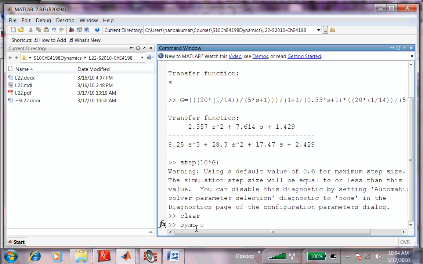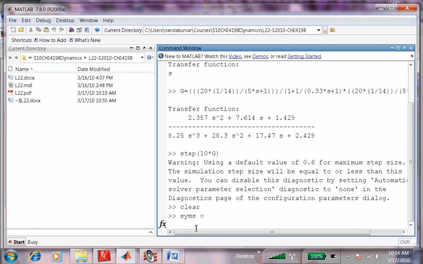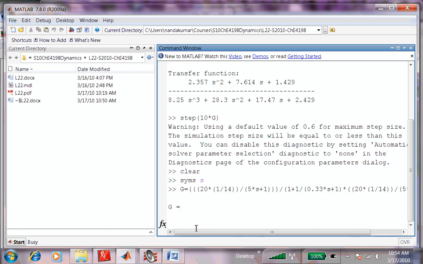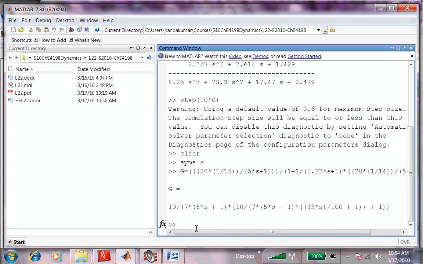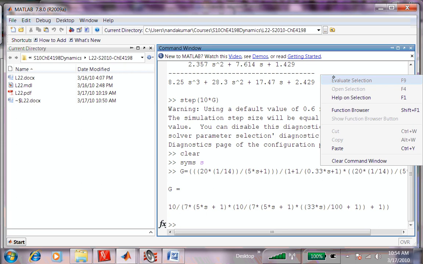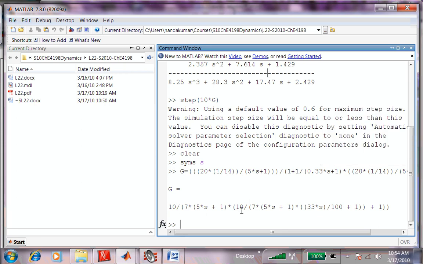using syms s. I want you to also observe the difference between what I did previously and what I'm doing now. What is the difference between this G that you see here and the G that I had earlier on the top here? That is a transfer function object. This is a symbolic object. And it again took whatever I input.